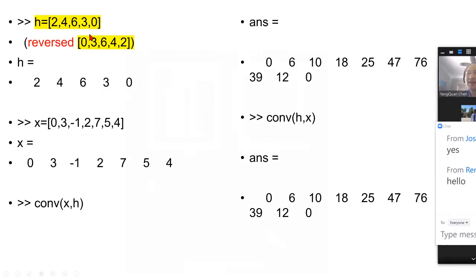So I'm going to do that. This is 2, 4, 6, 3, 0. This is the real H. After it's reversed, it looks like what is shown in the video, right? So this 2, 4, 6, 3, 0 is my H. X, I copied it, so it's exactly like this. So I convolute X, comma H. Then I got 0, 6, 10, and the last one is 0 here, and here's 12. If I swap the position, H, comma X, you can see we get the same results. So we verify that.